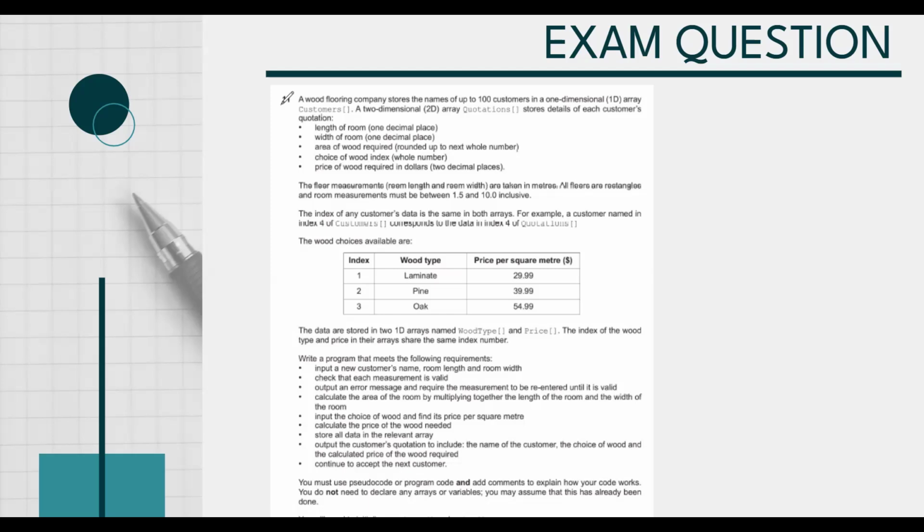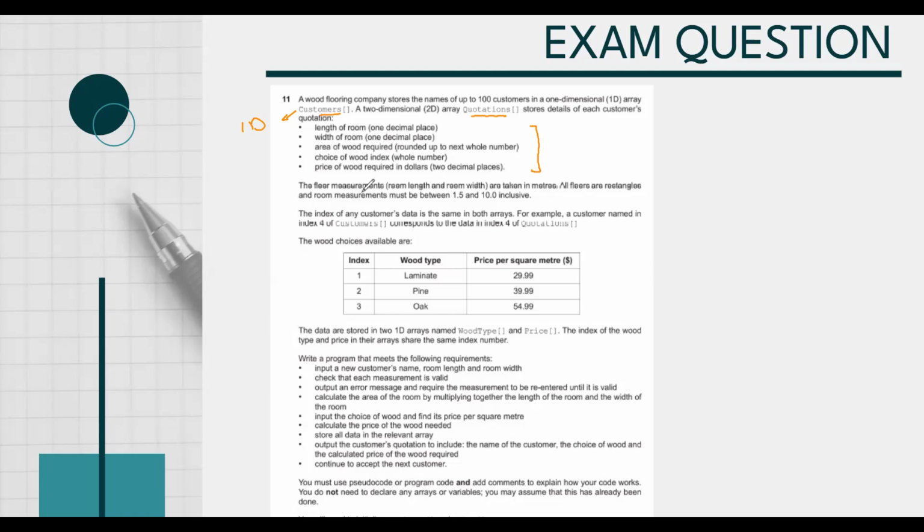This is a floor company that has up to 100 customers, and we have a one dimension array called customer. So we need to list customer as a variable name, and that is a 1D array. Then quotations is a 2D array, and it will store a lot of data here, as we can see, okay? Let us talk about this data later, little by little. So we need to list quotations as the second variable that we have here in the exam question.